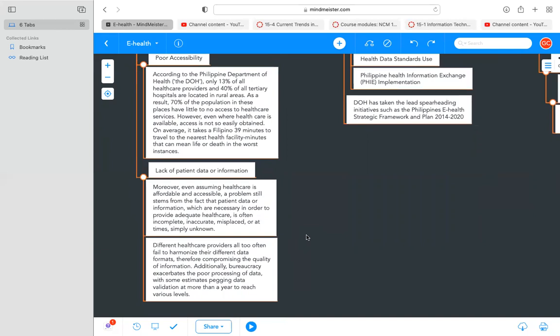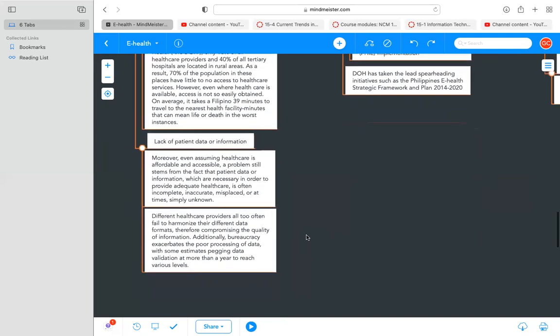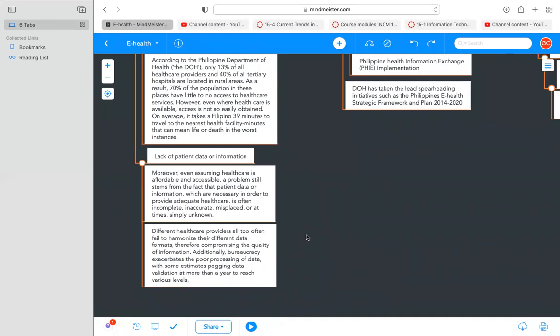And also another factor is the lack of patient data or information. Even assuming healthcare is affordable and accessible, a problem still stems from the fact that patient data or information, which is necessary in order to provide adequate healthcare, is often incomplete, sometimes inaccurate, misplaced, especially the printed patient information papers, and at times simply unknown.